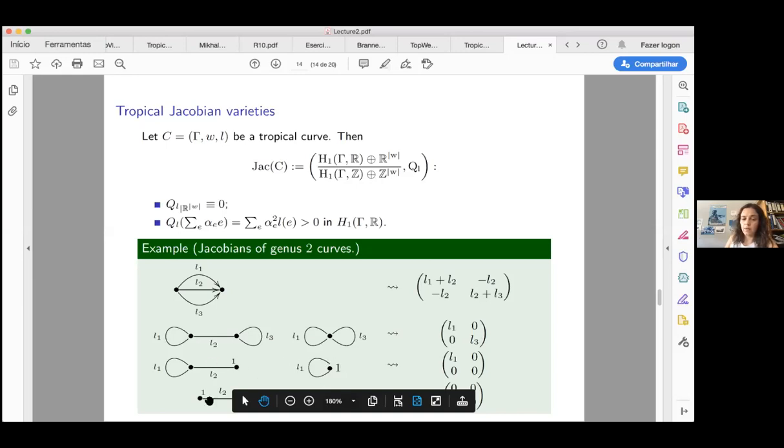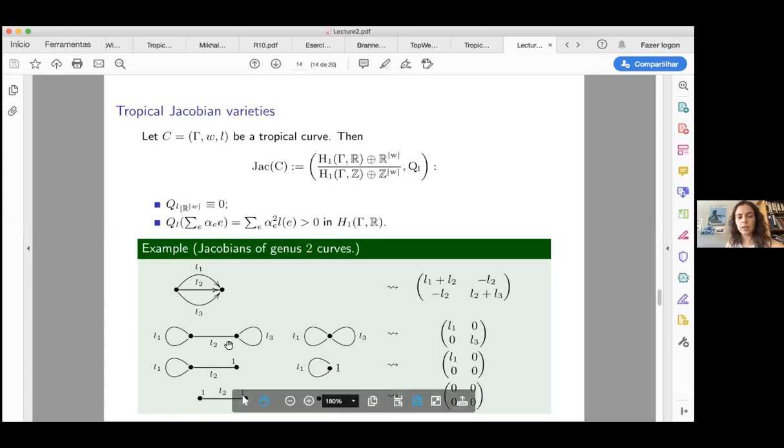As you see here, these two curves have the same quadratic form, and also these two curves have the same quadratic form. This means that the tropical Torelli morphism will never be injective. What you don't see in the Torelli morphism are separating edges. I think this is the only thing that we can see here. There are other things that you don't see. I will make a precise statement in a minute.